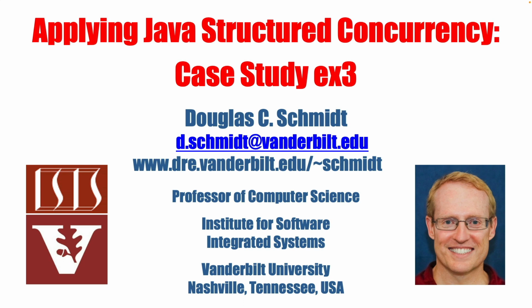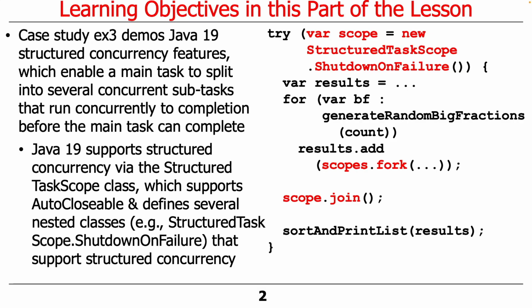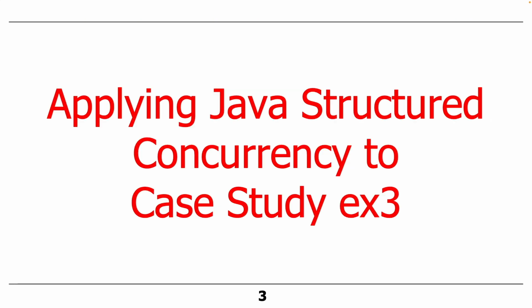Okay, the last case study we're going to look at today is one that will show yet a different set of Java structured concurrency features. This is going to demonstrate the structured task scope class, and it's going to do some interesting computations and various similar kinds of things we've done before. However, this is going to stick pretty much exclusively with Java 7 features, which is a bit more in the spirit of what structured concurrency is about.